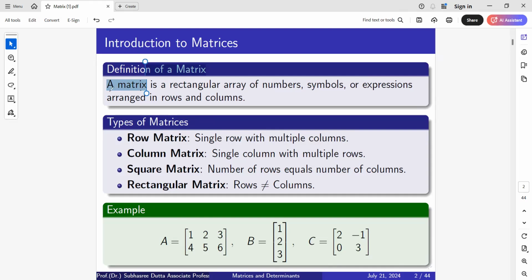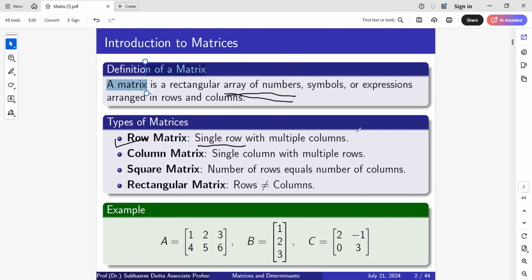So the definition of matrix is: a matrix is a rectangular array of numbers, symbols, and expressions arranged in rows and columns. So that means there can be different types of matrices, which is an array of numbers which can be along row wise, along column wise, or both row and column. So first is row matrix. Row matrix is when a single row with multiple columns.